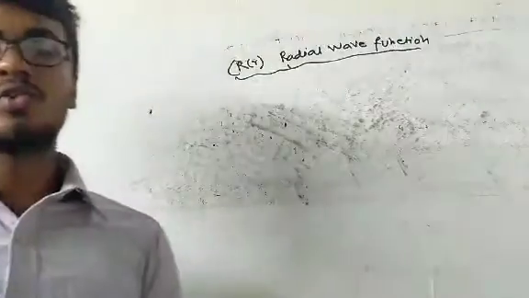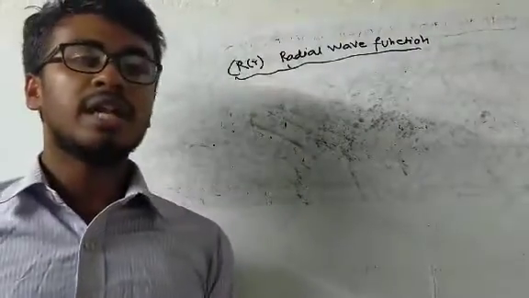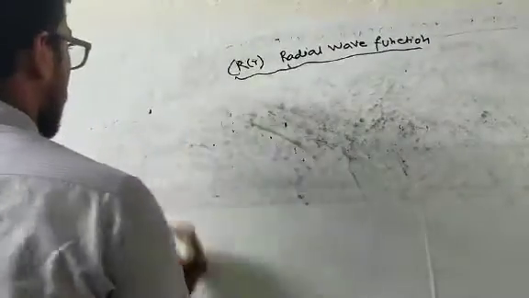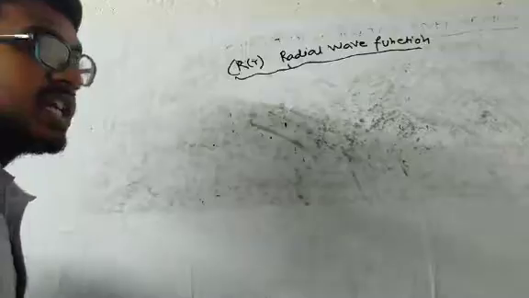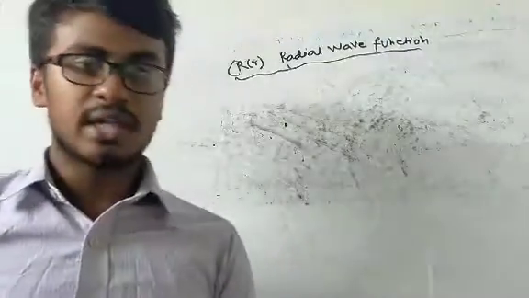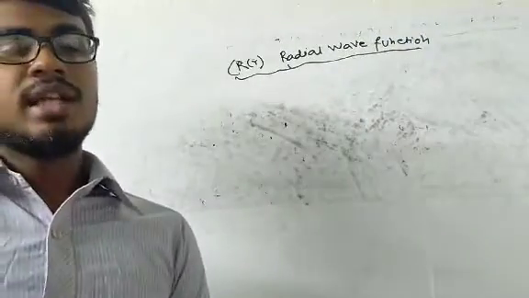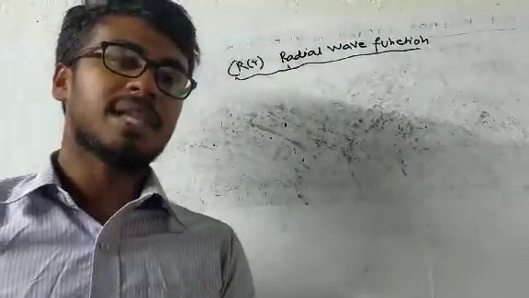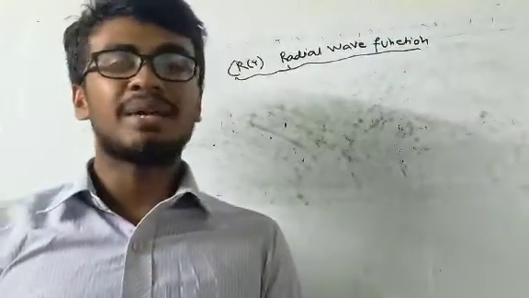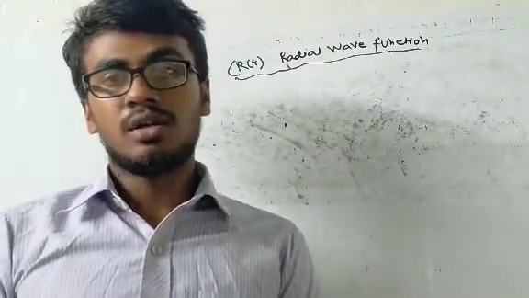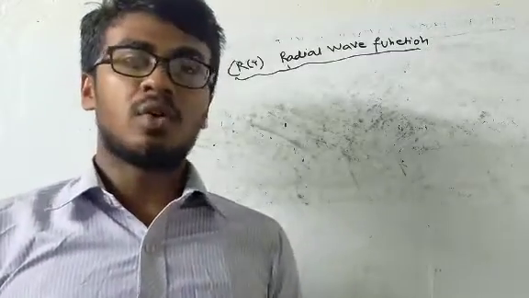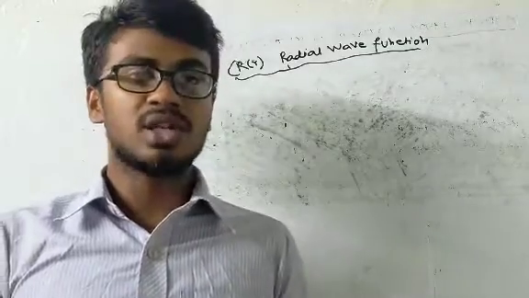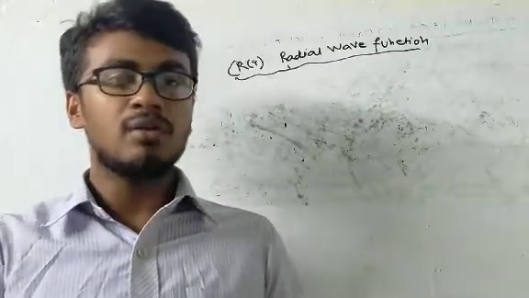Hello everyone. So today we will learn about radial wave function. In the previous video we all learned that related to every atomic orbital there is a mathematical equation, and that mathematical equation is basically called the wave function. Now the wave function has two parts. One is called radial wave function and another one is called angular wave function.